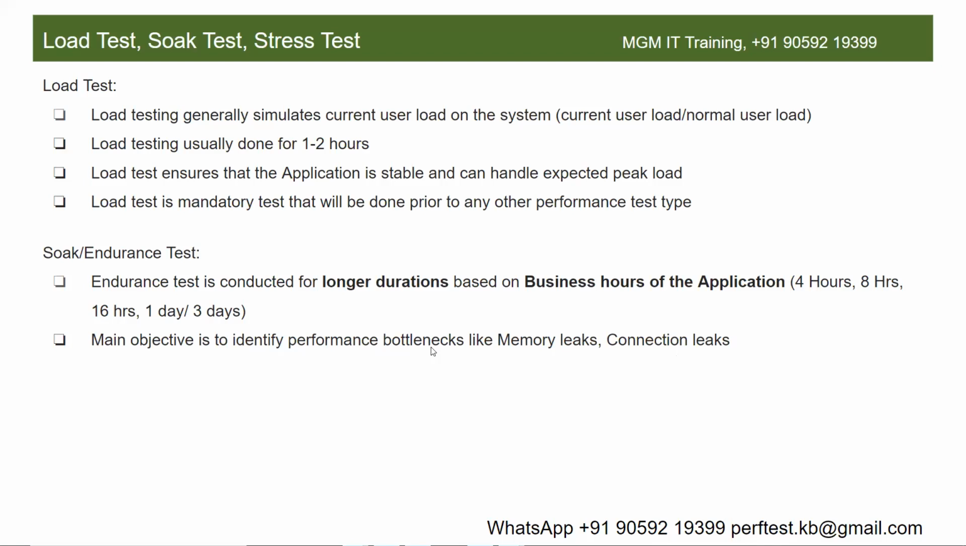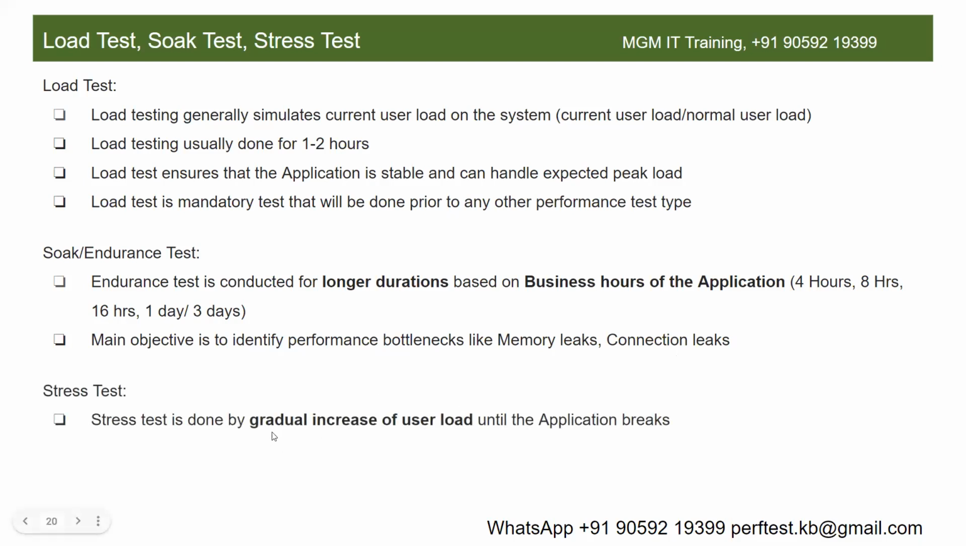So each test, but please understand that each test has a different purpose or objective. There is a different objective for different types of testing, right? And the next type of testing is, as we discussed, stress test. Stress test is something which we do by gradual increase of user load until the application breaks. This is to find out the maximum user load capacity of the application.